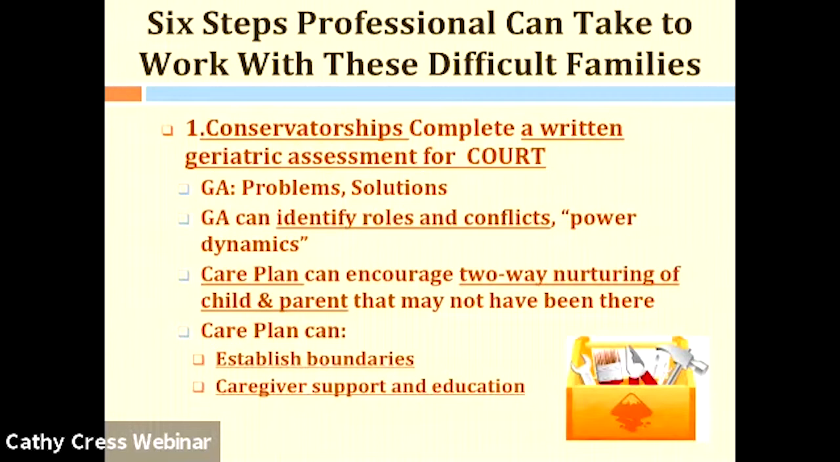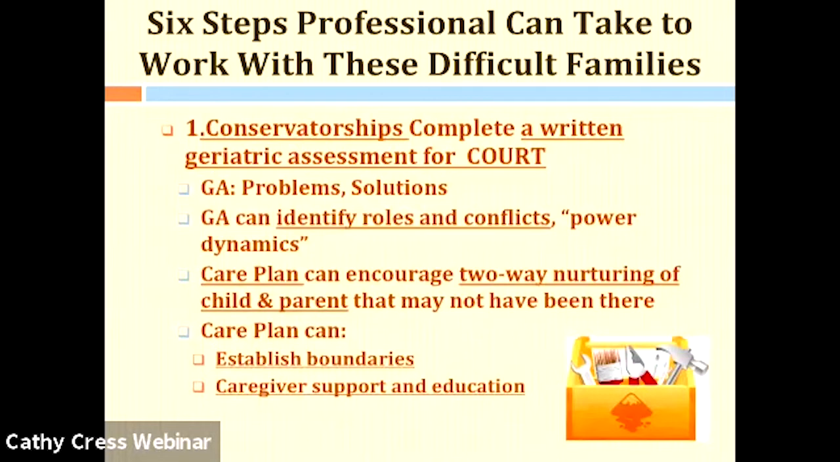So you have to learn how to write a geriatric assessment that can go to court. And this has to be really, really well written without any mistakes. And there's a rhyme or reason to it. And Phyllis really knows how to do that. And I collaborated with her.